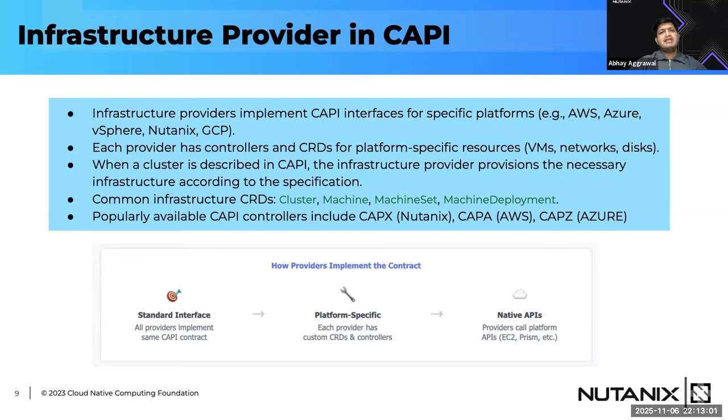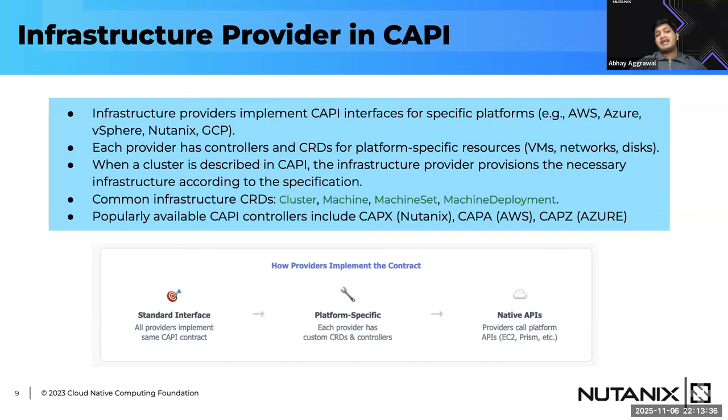Now let's talk about some platform-specific resources. Let me give you some concrete examples. For AWS, we have AWS Cluster, which consists of VPC, subnets, load balancers; AWS Machines, which have EC2 instances; and AWS Machine templates. Similar for Nutanix, we have Nutanix Cluster, which consists of Prism Central configs, networks; Nutanix Machines, which have VM specs; and Nutanix Machine templates. Each provider defines what makes sense for their platform.